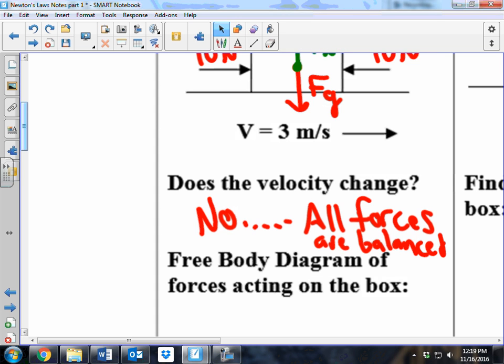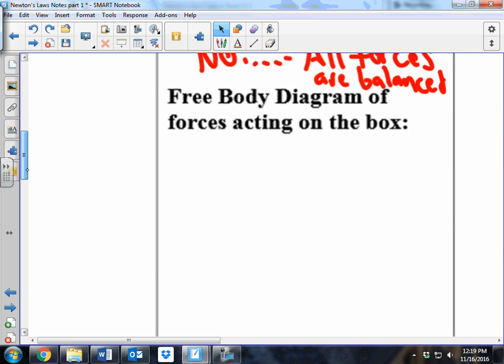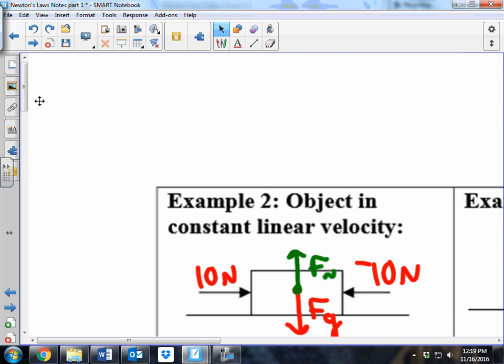And how am I doing on time? Oh, I'm over. Okay, and then lastly, we already drew the free body diagram of forces acting on the box, so we are done. This is due Friday.